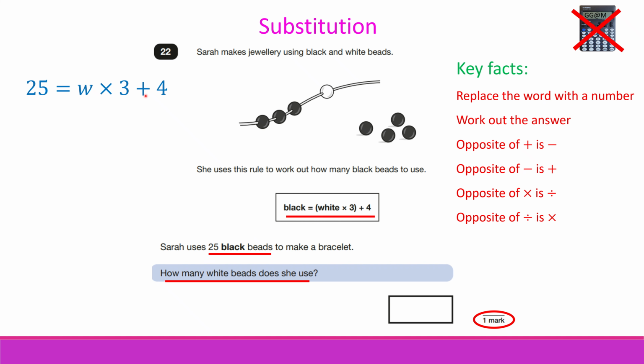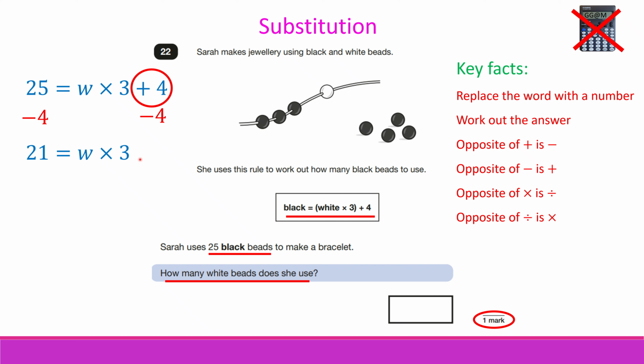As I said before, it doesn't matter if you write the brackets or not, but that means this is the bit you do first and this plus 4 is the bit you do second. So we're going to get rid of the thing we do second, which is the plus 4. We want to do the opposite to plus 4. It says opposite to plus is subtract, so the opposite to plus 4 is subtract 4, which means I need to take 4 from both sides of the equation to make sure the equation stays balanced. 25 take away 4 is 21. W times 3 is still exactly the same. And plus 4 take away 4 is nothing. So I'm left with 21 is equal to W times 3.